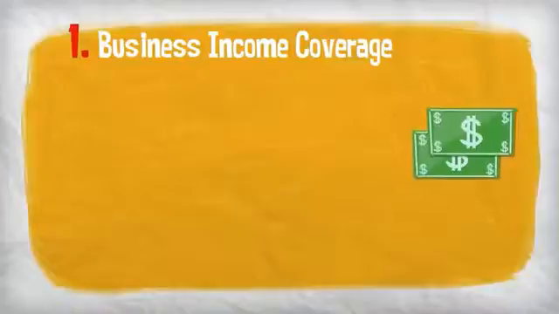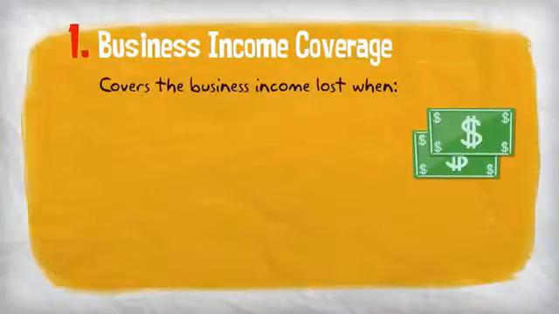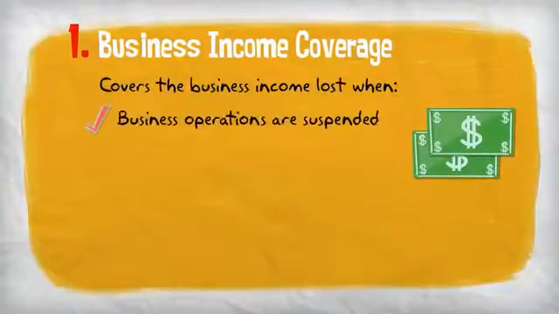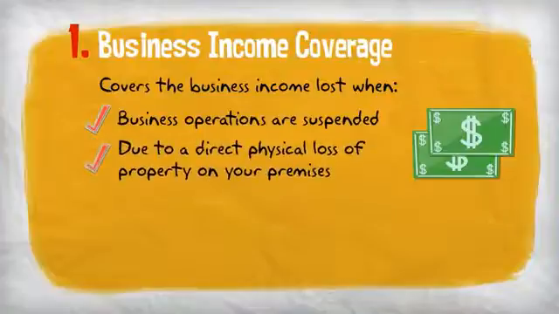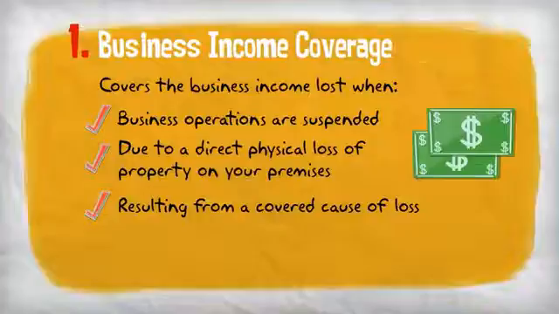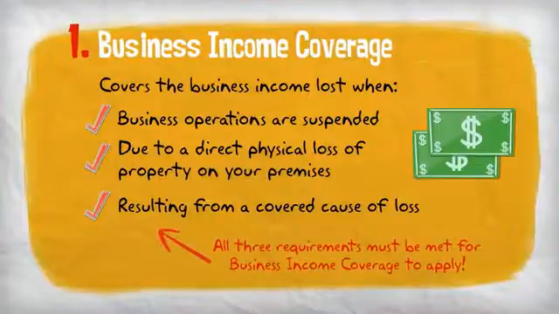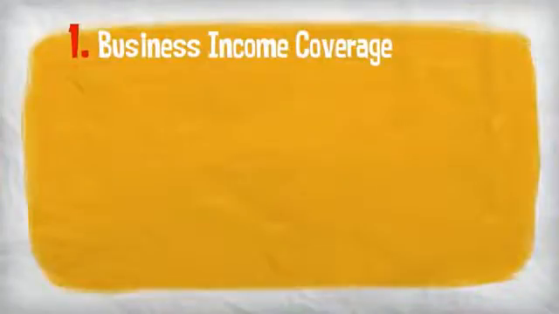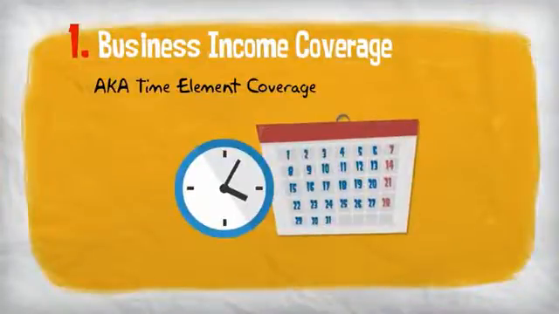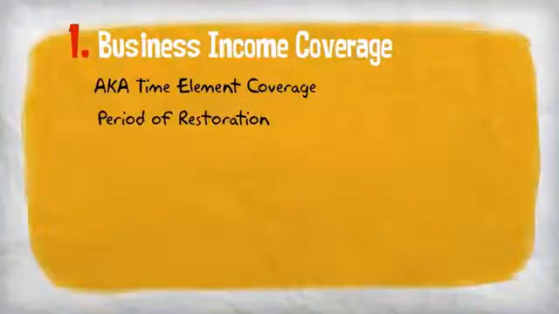Business income coverage covers the business income lost when your business operations are suspended due to a direct physical loss of property on your premises, resulting from a covered cause of loss. Unless all three of these requirements are met, business income coverage will not apply. Business income coverage is sometimes called time element coverage because it provides coverage for loss of business income over a specific time span called the period of restoration.